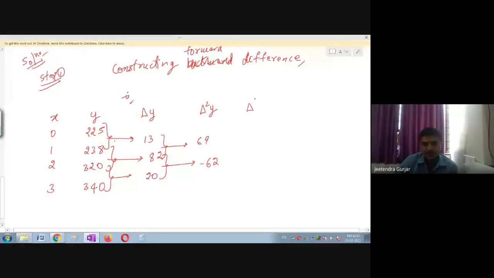Then I move to the next, that is the third difference. You can see this delta cube y, that is the third difference. I will write here, don't get confused. Minus 62 minus 69 is equal to minus 131. So the difference, minus 62 minus 69, will be minus 131. This is our difference table, students.